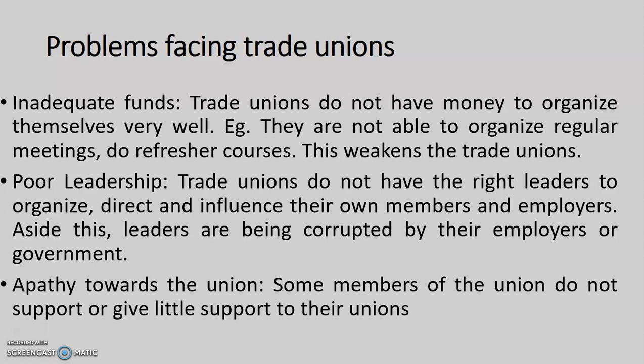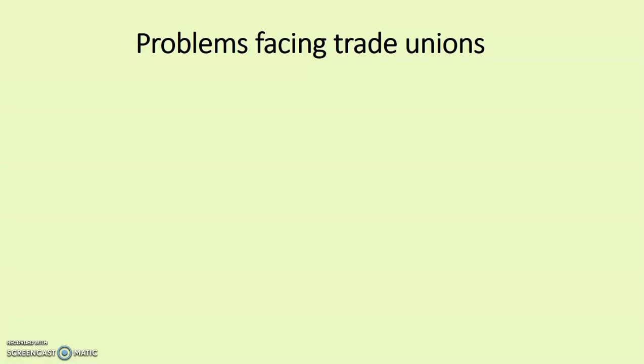Another is apathy towards the union. Now, some members have apathy for the union in terms of they do not support their unions or they give little support to their unions. When it comes to payment of dues, the members do not pay dues. Now, this does not help. Why? Because members do not have any regard for the union. That is, they don't actually care about the union.